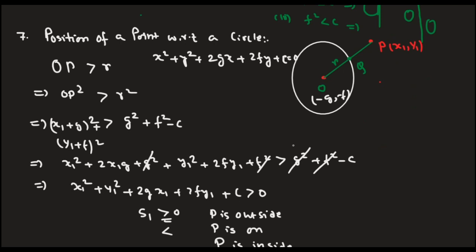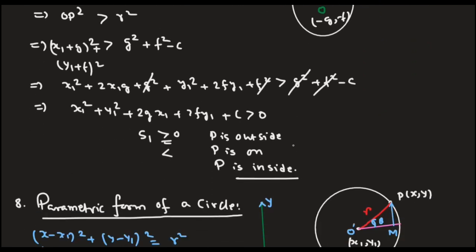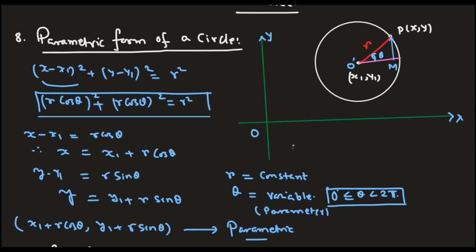Now, the position of a point with respect to the circle we are discussing here: S1 greater than 0, equal to 0, less than 0. Then we have the parametric form. If the center is given, then x is equal to x1 plus r cos theta. That means the x coordinate is equal to the center plus radius times cos theta, and the y coordinate is equal to y1, the y coordinate of the center of the circle, plus r times sine theta.